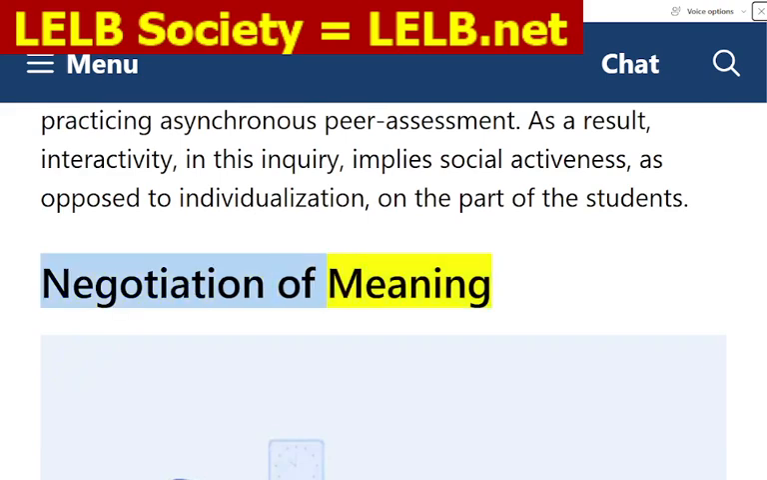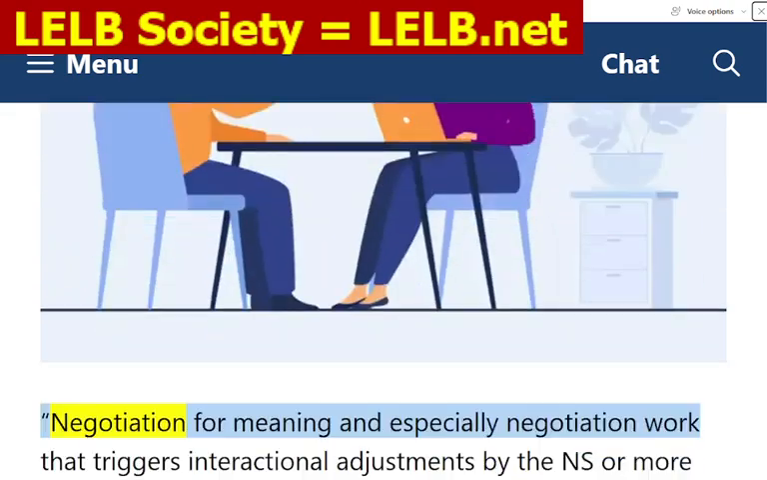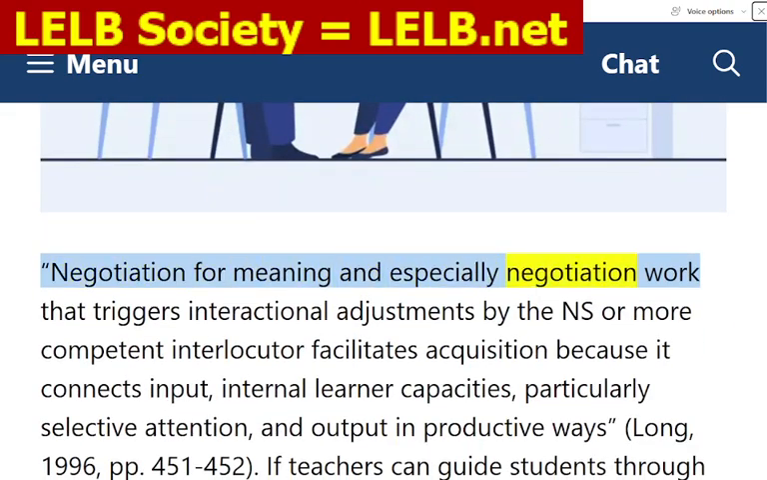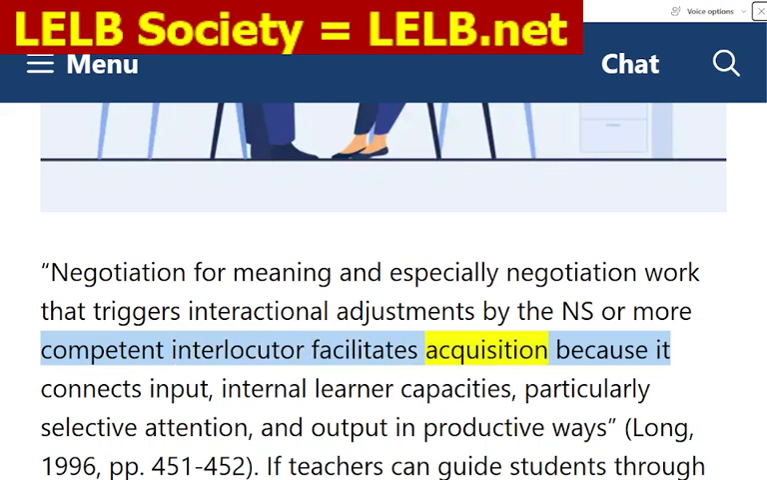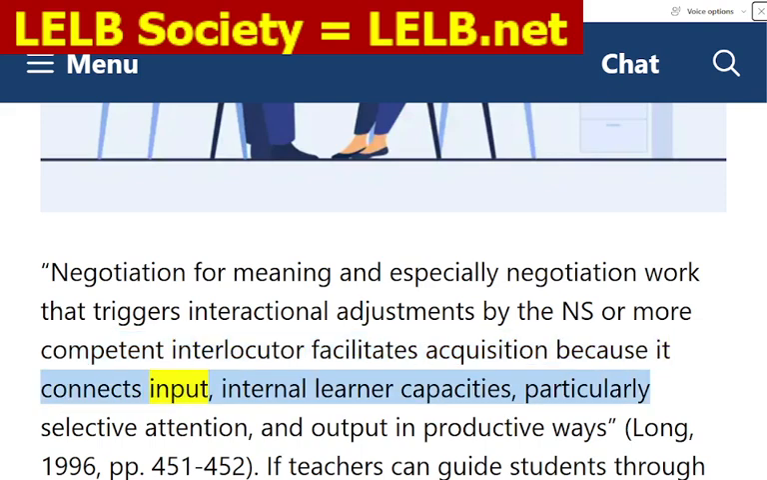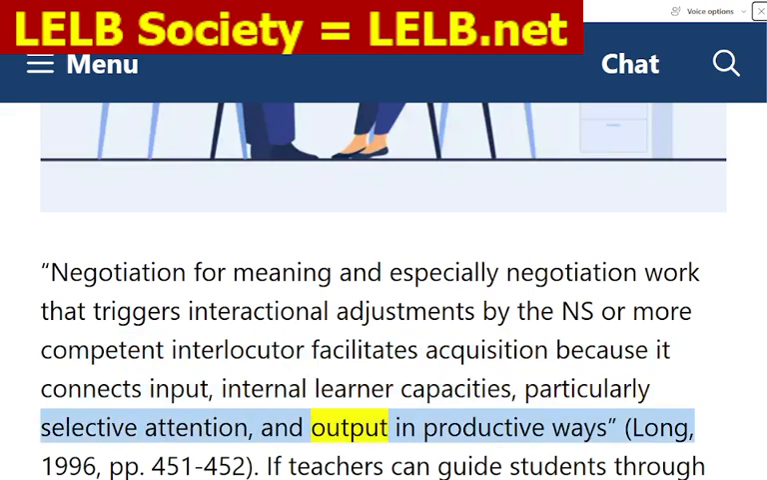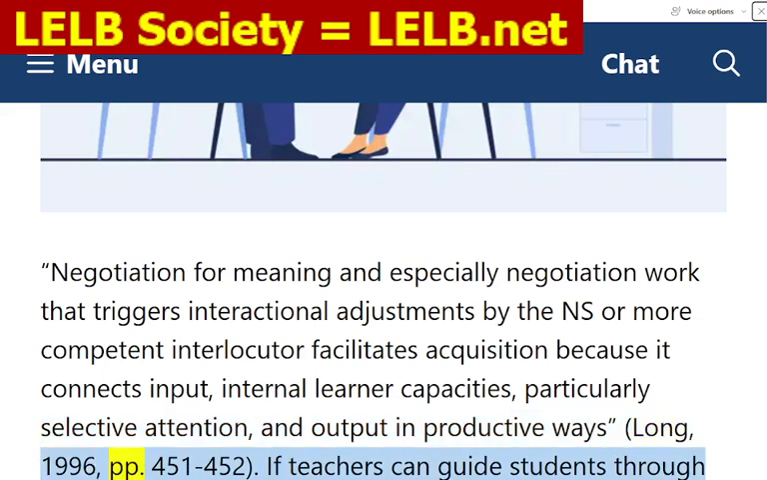Negotiation of meaning. Negotiation for meaning, and especially negotiation work that triggers interactional adjustments by the NS or more competent interlocutor, facilitates acquisition because it connects input, internal learner capacities, particularly selective attention, and output in productive ways (Long, 1996, pages 451 to 452).